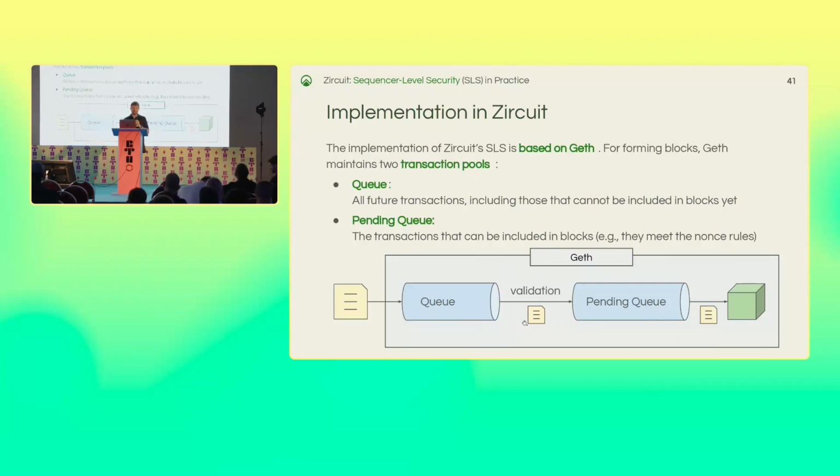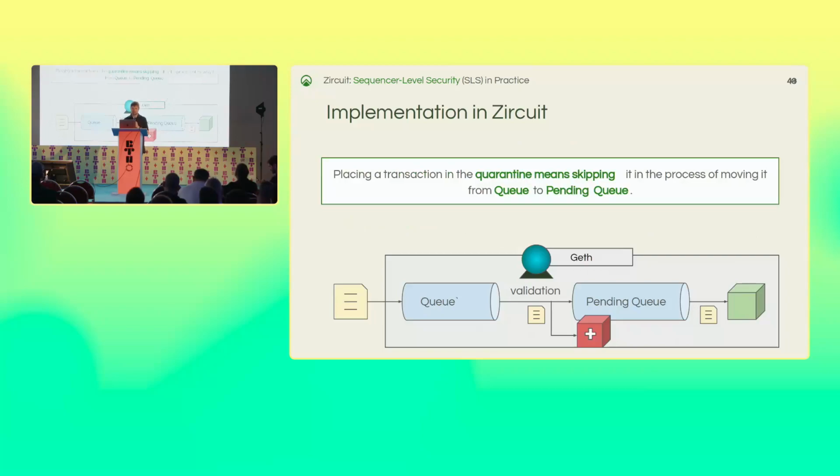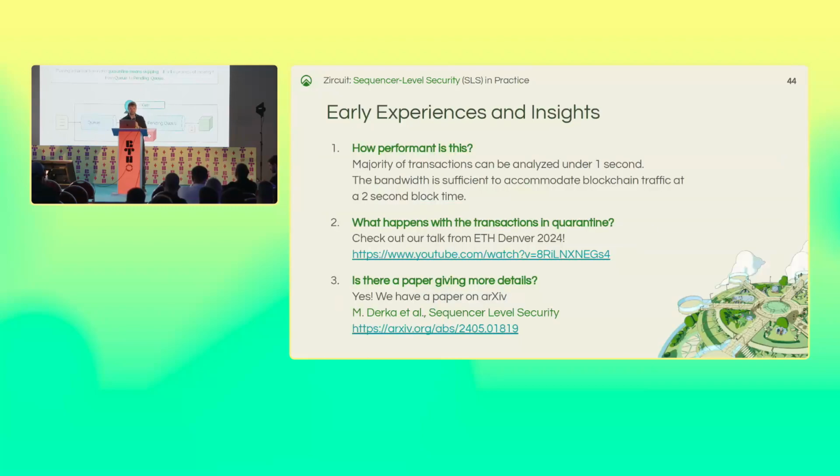So there's some validation that happens in between, and this is exactly the moment when we hit the oracle and ask, hey, should this transaction actually be moved to the pending queue, or should it not be moved to the pending queue and go to the quarantine instead? And for us, quarantining a transaction essentially means that we put a flag on it that says, do not ever, or up until some other conditions are satisfied, move it into the pending queue.